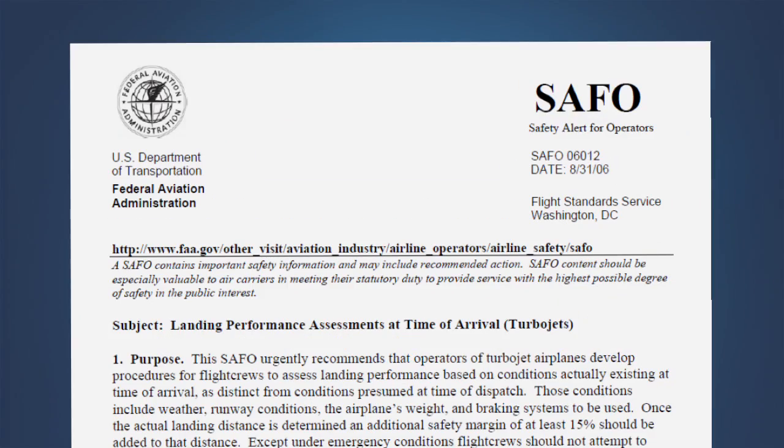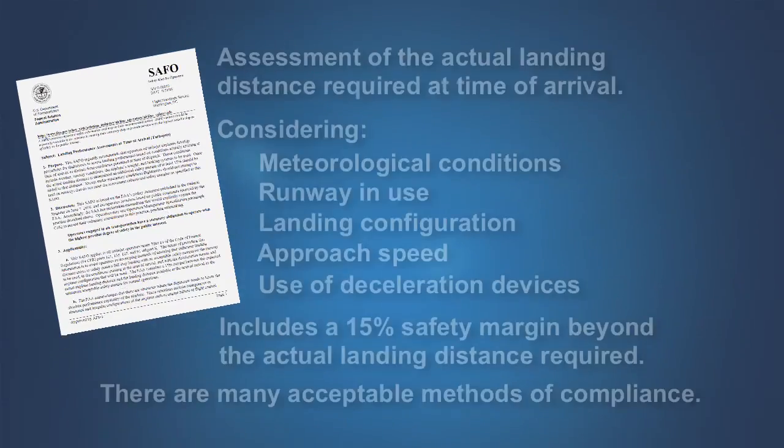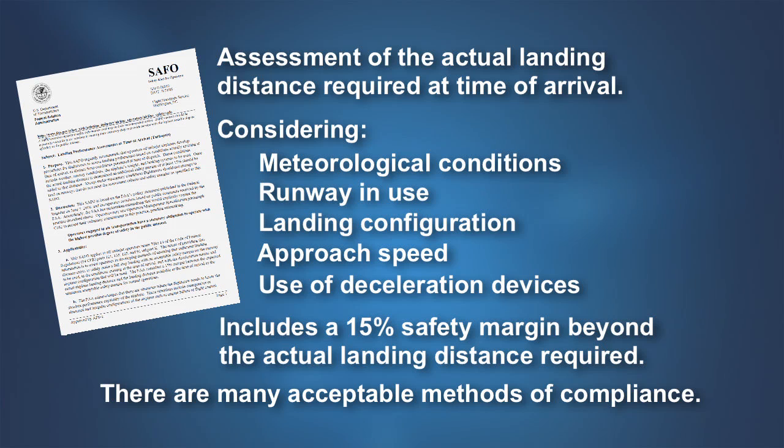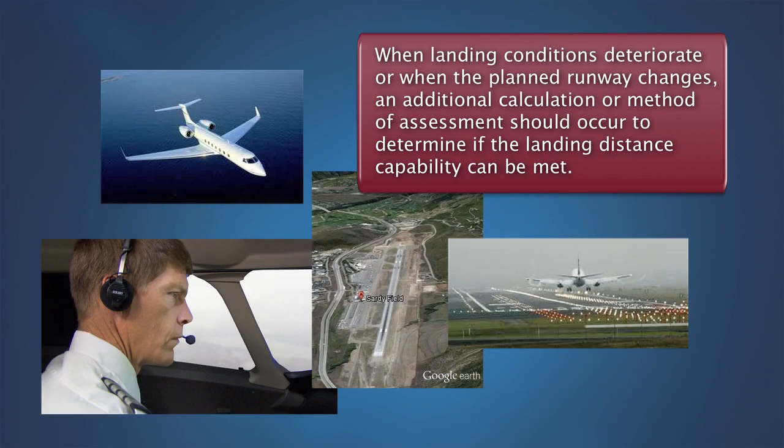FAA SAFO 06012 recommends that all turbojet operators have procedures to ensure that a full stop landing with at least a 15% safety margin beyond the actual landing distance can be made on the runway to be used, in the conditions existing at the time of arrival, and with the deceleration means and airplane configuration that will be used. While this assessment does not mean that a specific calculation must be made before every landing when conditions deteriorate, or the landing runway changes from the planned runway used in pre-flight planning, a calculation or other method of determining the actual landing distance capability should be accomplished.